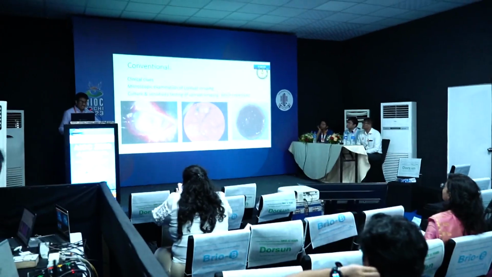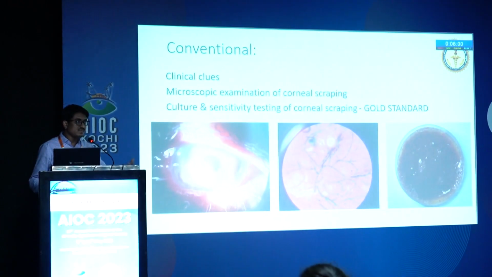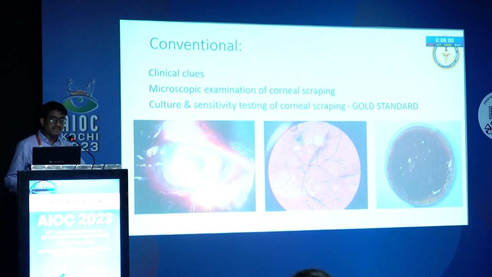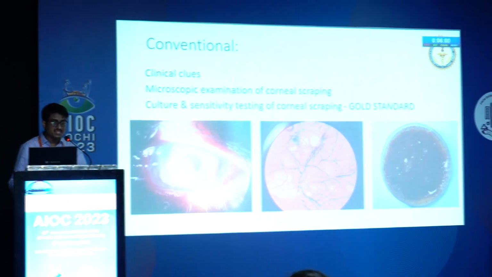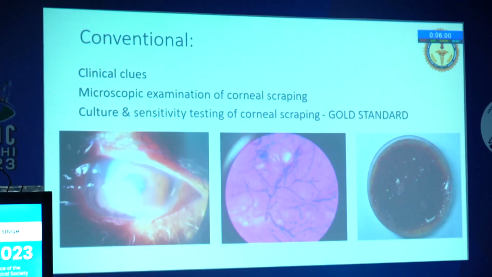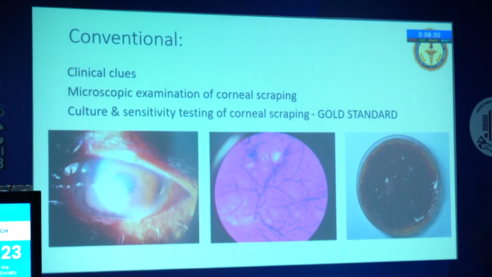But the bugs. So what exactly do we do when we see a case of microbial keratitis? We examine them on slit lamp, we have clinical clues, then we do corneal scraping, we subject it to microscopic examination, and we start the patient on treatment, and depending upon the final culture sensitivity report, we modify it subsequently, and this is considered to be the gold standard.